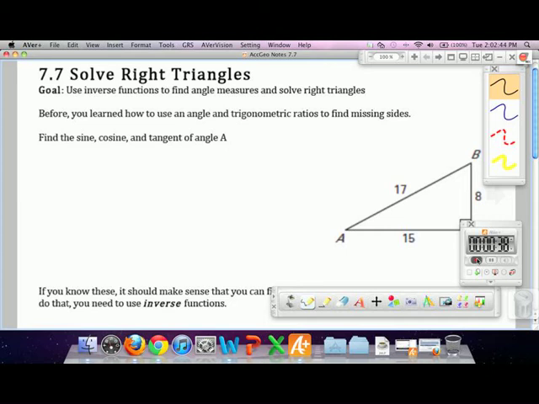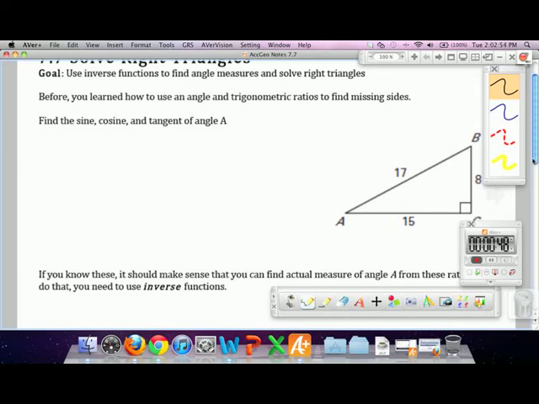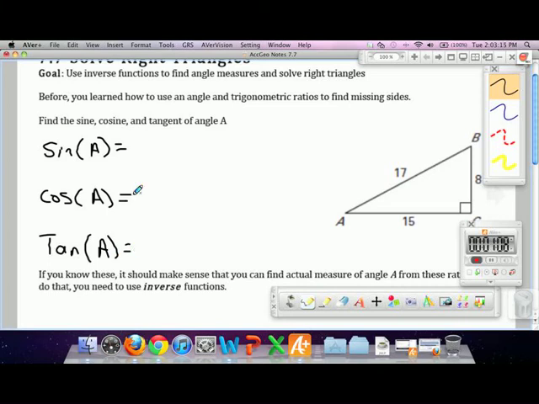Okay. So for example, find the sine, cosine, and tangent of angle A, just as a review from yesterday. For angle A here, let's find its sine, cosine, and tangent. Angle A is here, and the side lengths are 8, 15, and 17 of this right triangle. So what's the sine of angle A?